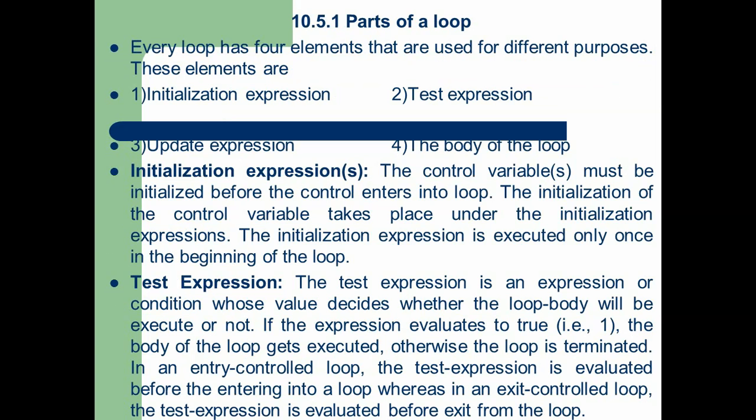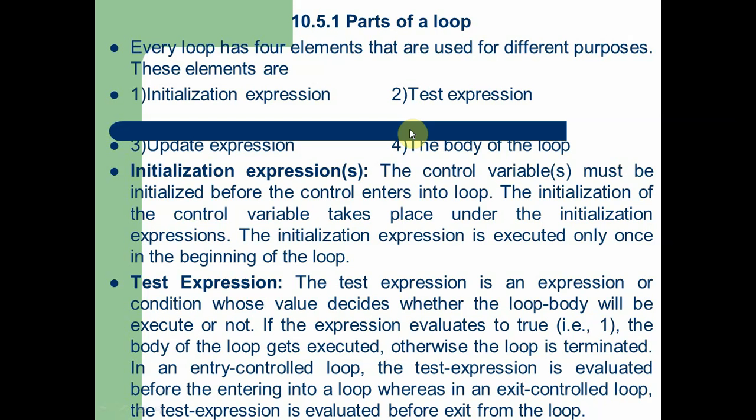Different parts of the loop statement. There are four important parts in every loop statement. One is the initialization expression, second is the test expression, third is the update expression, fourth is the body of the loop. The first one is the initialization expression. The initialization expression means the control variable, that is the variable by which we are controlling the loop statement, is initialized. This statement executes only once at the beginning of the loop.